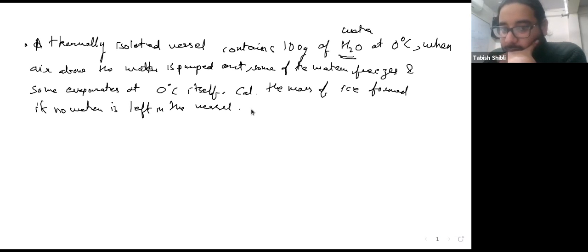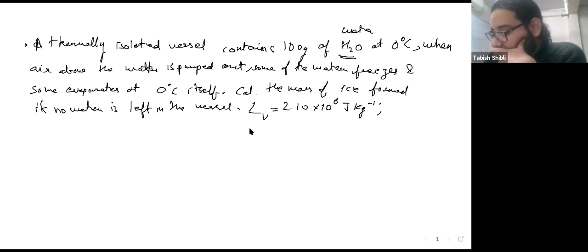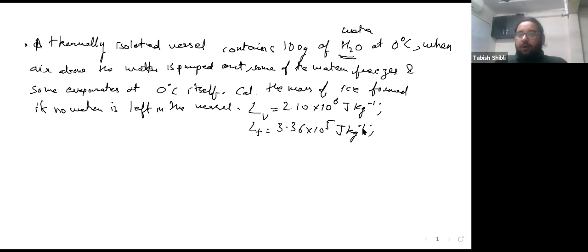Very good. What you know is the latent heat of vaporization of water. Latent heat of vaporization, I will call it LV, at 0 degrees Celsius is 2.10 into 10 to the power 6 joules per kilogram. And the latent heat of fusion, which is essentially going from liquid to solid, is given to be 3.36 into 10 to the power 5 joules per kg. Okay, go ahead.